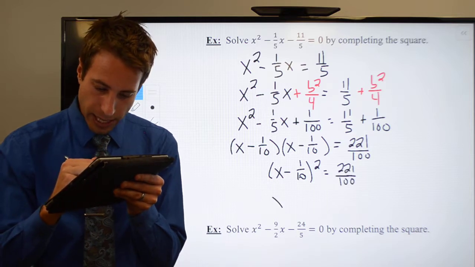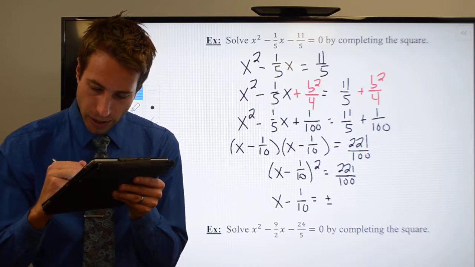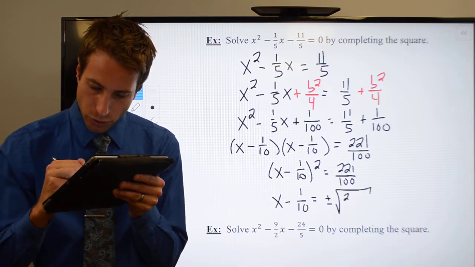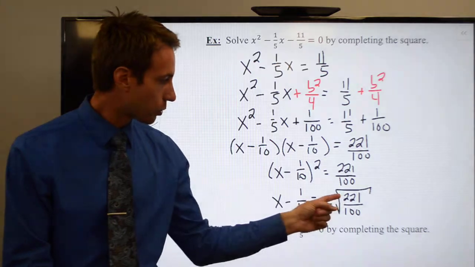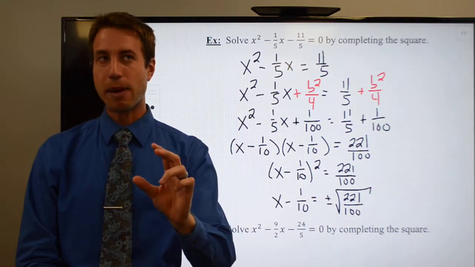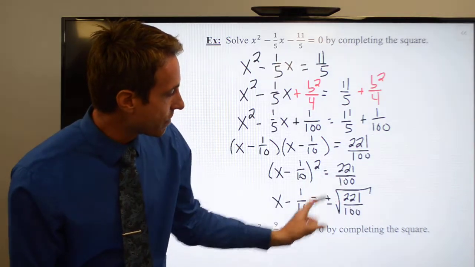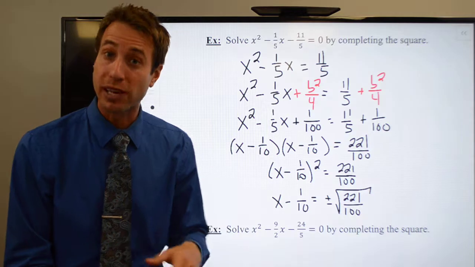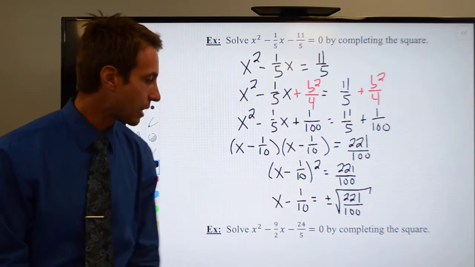Take the square root of both sides, plus or minus the square root of 221/100. 221 is not a perfect square, but 100 is. And hopefully you guys remember that property of square roots, where if you have division inside the radical, you can split it up. Take the square root of the top, and take the square root of the bottom. That's exactly what we're going to do.